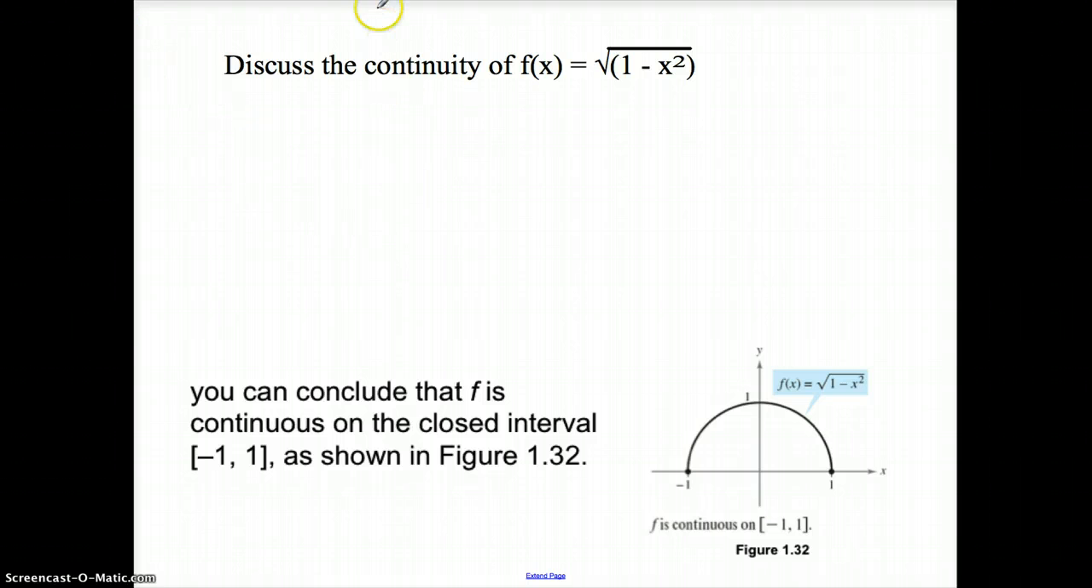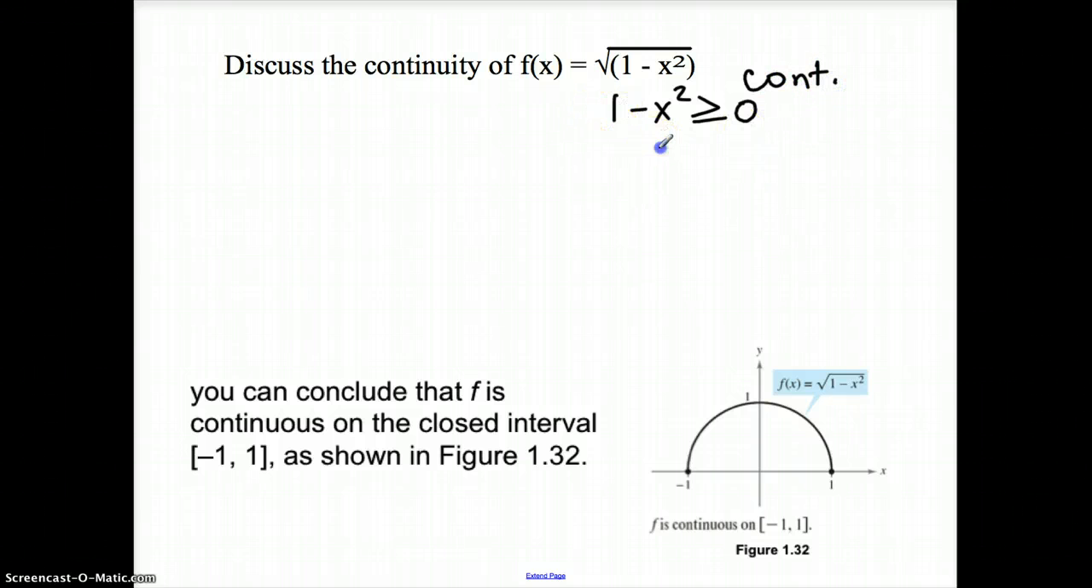So let's talk about the continuity of the function square root of 1 minus x squared. 1 minus x squared is inside of a square root, so we know it cannot be negative. It could be 0, it could be higher, but it can't be negative. So let's think about what values would make this greater than or equal to 0, because those are the values that do work. That is the place where this graph will be continuous.